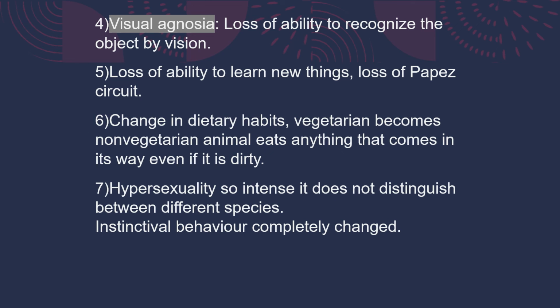Visual agnosia, that is loss of ability to recognize objects by vision, and loss of ability to learn new things, and loss of the Papez circuit. Change in dietary habits: a vegetarian becomes non-vegetarian, and the animal eats anything that comes in its way even if it is dirty. So dietary habits will be changed. And hypersexuality becomes so intense it does not distinguish between different species, and instinctual behavior completely changes. So these are the features of Kluver-Bucy syndrome. This is also very important. It will come as a short question, or these points will also be asked as MCQs. So this is the applied physiology of the limbic system.